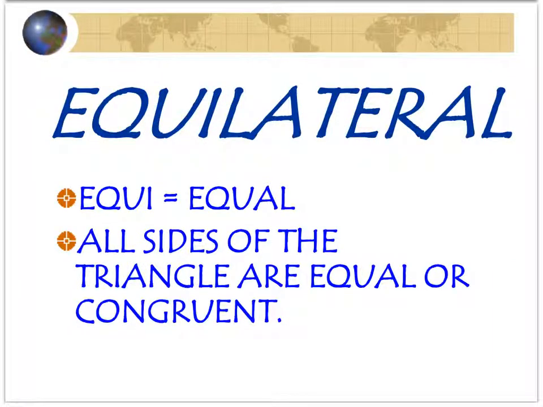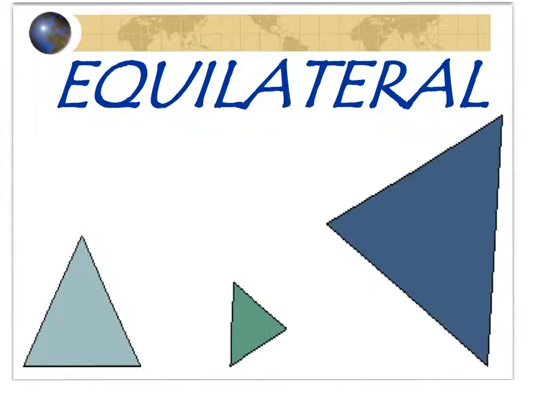An equilateral triangle, the prefix equi comes from the word equal, meaning all sides of the triangle are equal or congruent. You also might hear regular polygon, regular triangle. That would also be an equilateral triangle, meaning all sides are equal as well. So as you can see in this, you have three sides that are the same length. Sometimes it's kind of hard to tell and you have to get a ruler out. But for the most part, it's pretty easy to tell whether it's an equilateral triangle or not.